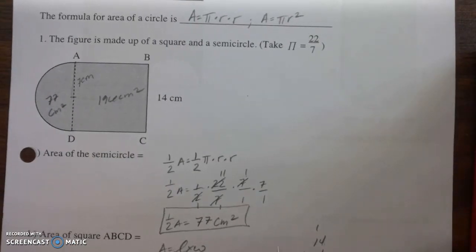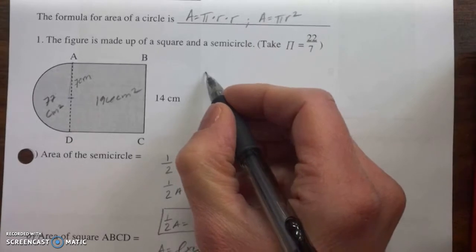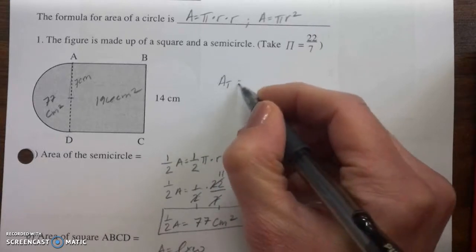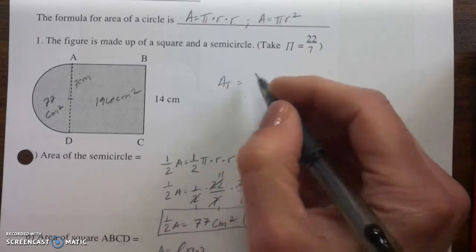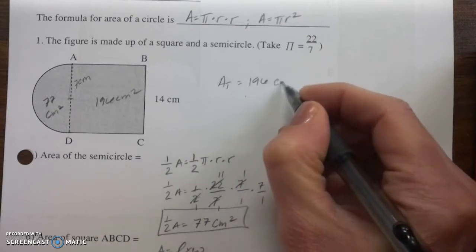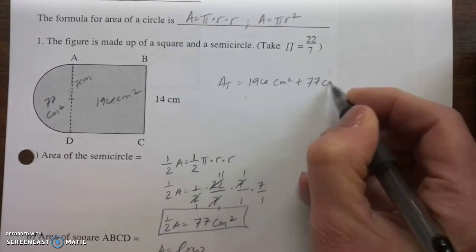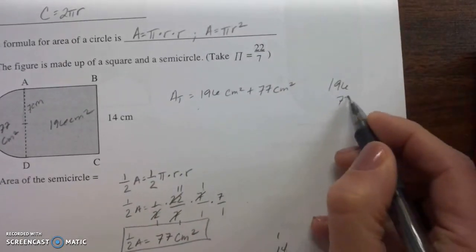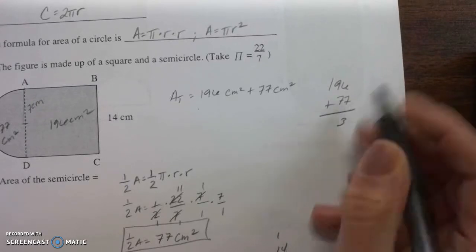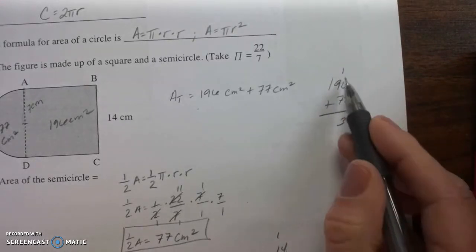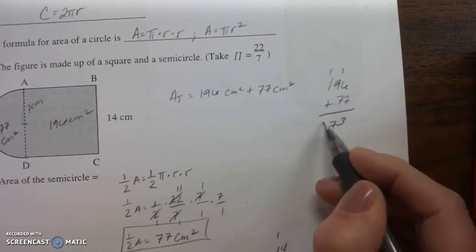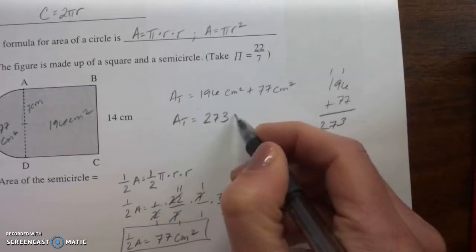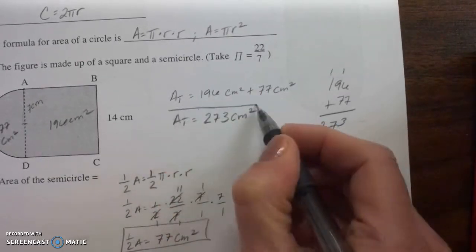I'm going to do this work up here, even though you might do it down on your sheet, just so that we can see our values over here. The total area of my figure is going to be 196 plus 77. Let's do that over here. 196 plus 77, 13, and then we've got 17 right here. We're going to end up with the total area of 273 centimeters squared.